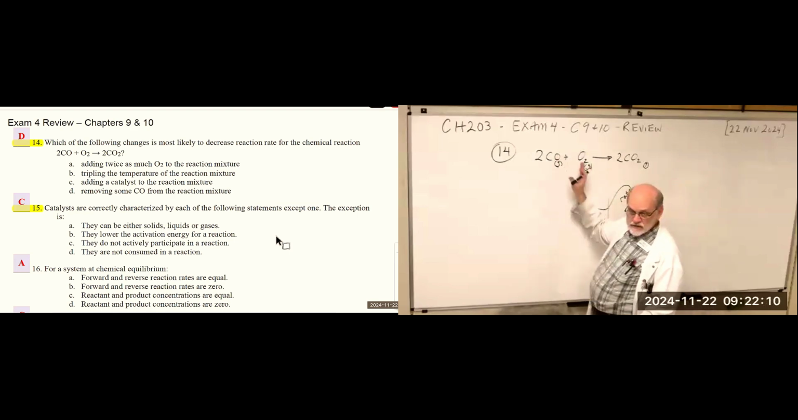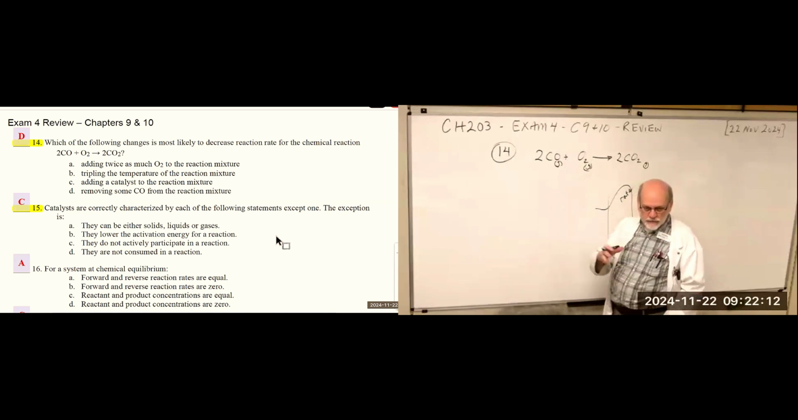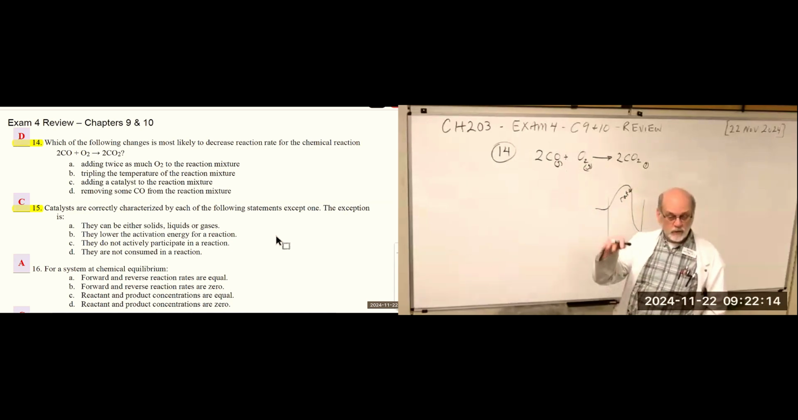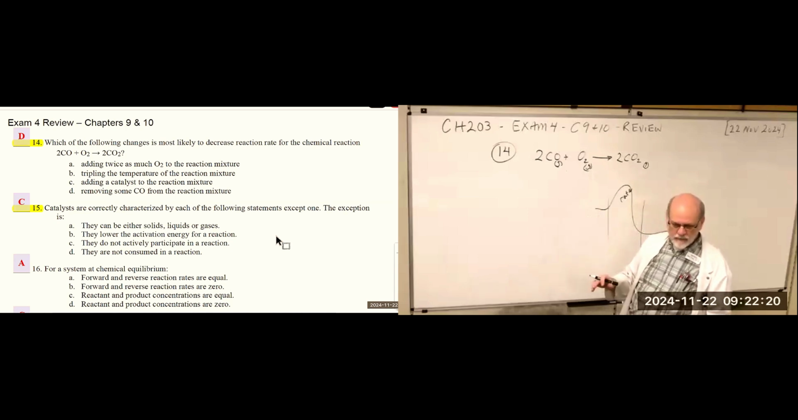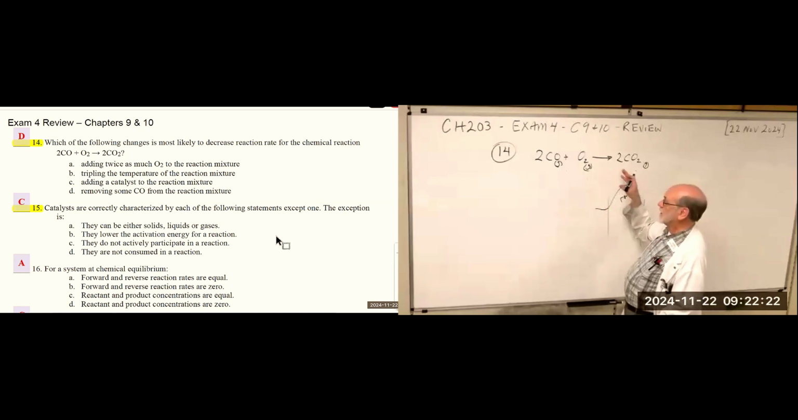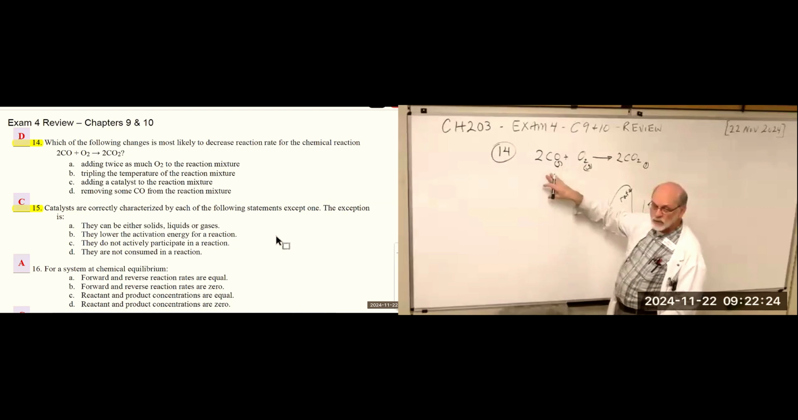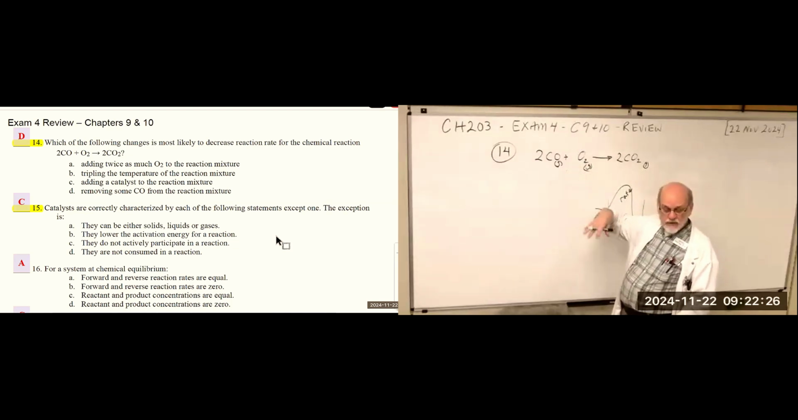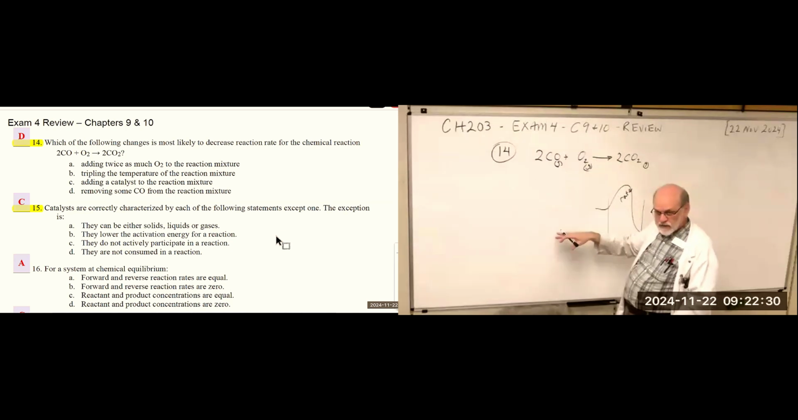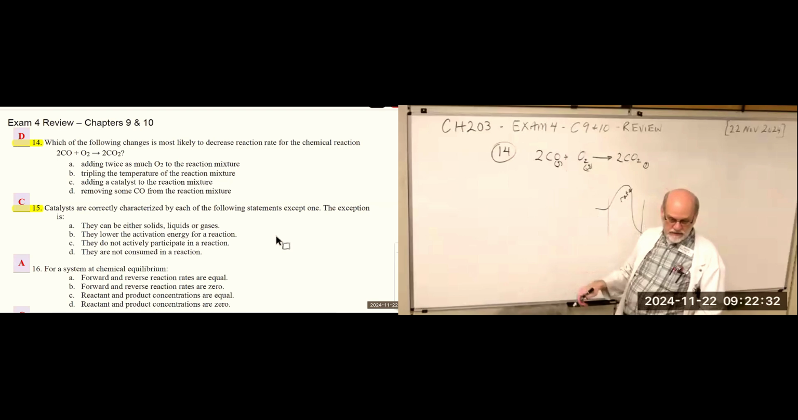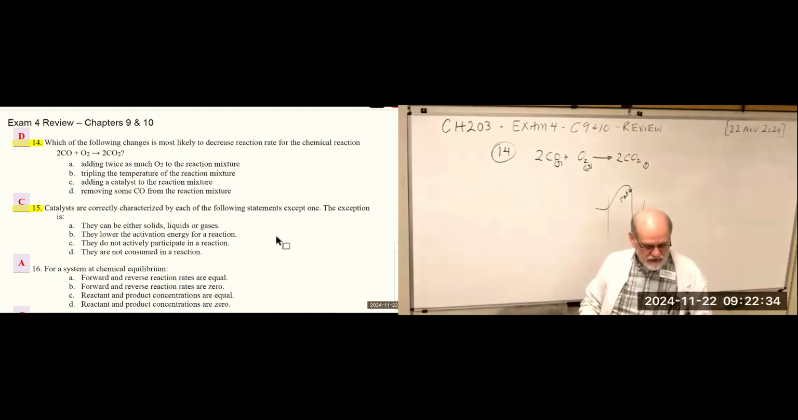If we remove one of these reactants, then that reduces the frequency of collision, which will reduce the reaction rate, at least until it reaches equilibrium. All right, but when you first put them together, the concentration of each one, if you increase the concentration of one or the other or both, then you increase the rate. Decrease it, then you will decrease the rate. So removing some carbon monoxide from the reaction mixture will decrease the rate.